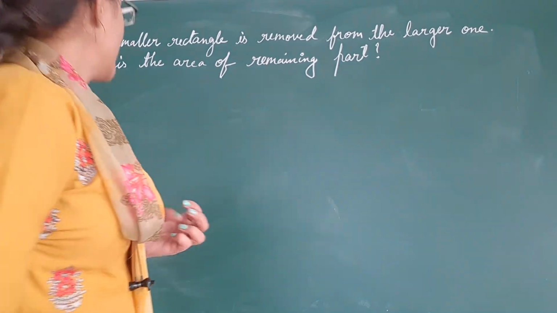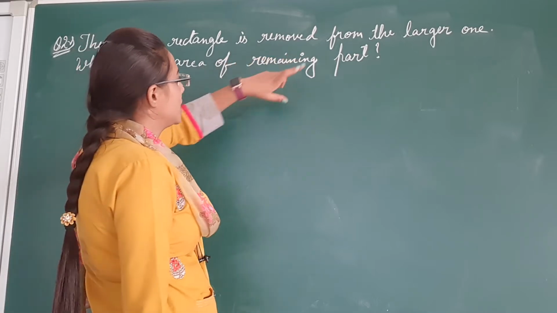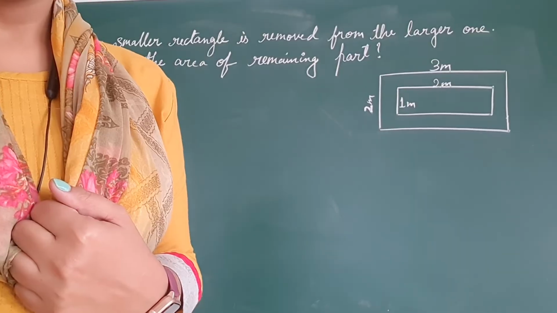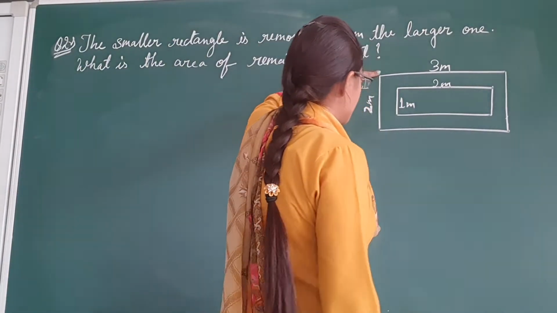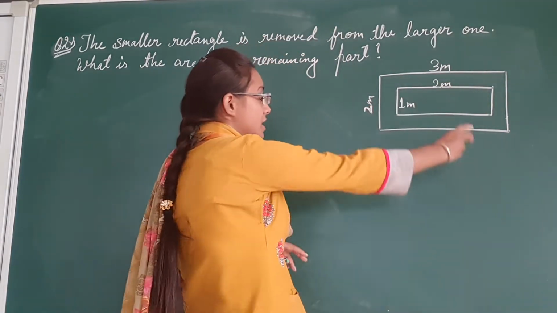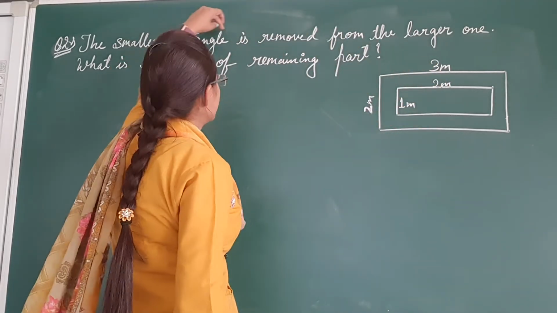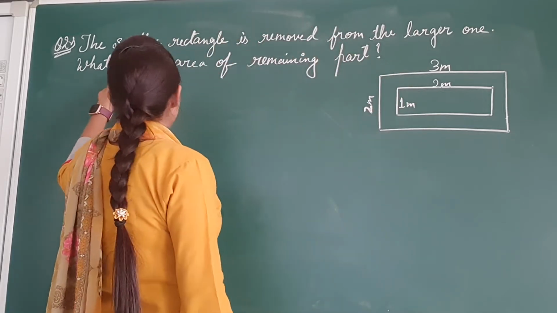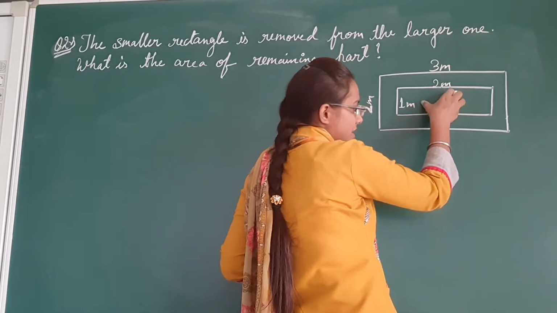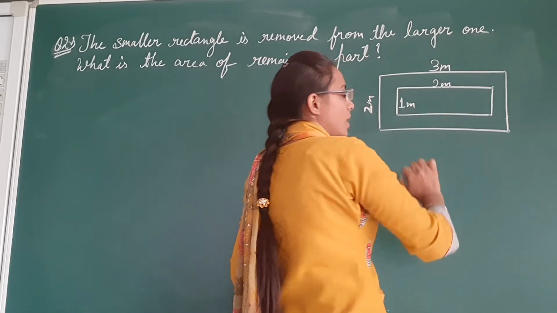Now look at another question. The smaller rectangle is removed from the larger one. What is the area of the remaining part? You can see here the largest rectangle and the smallest rectangle, whose dimensions are already given, the length and the breadth. The smaller rectangle is removed from the larger one, so it will be cut off from there, that is the 2 meter and the 1 meter from it.